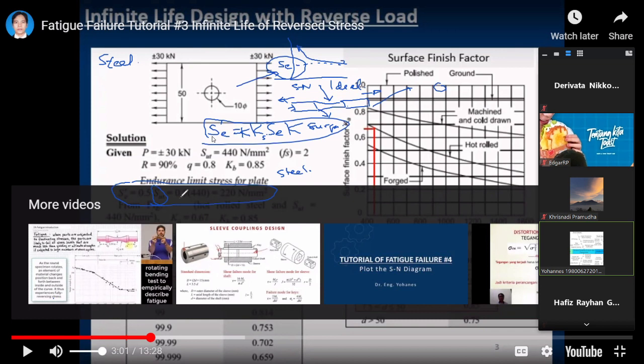But unfortunately, not all materials can be predicted like that. But for steel, we have some estimation. We can estimate that the endurance of the steel is half of its ultimate strength, obtained from the tensile test. So without doing the SN curve, we can estimate the endurance limit for the steel. Please make a note, only for steel.